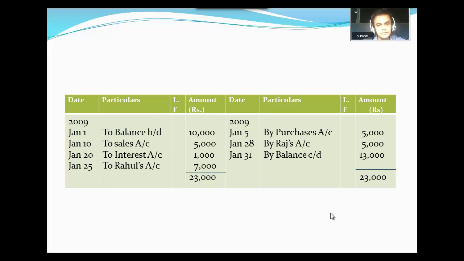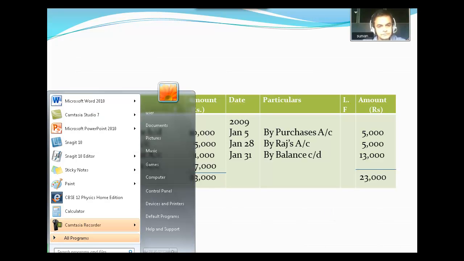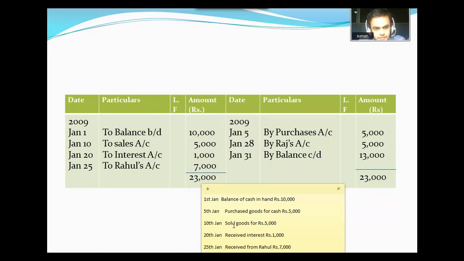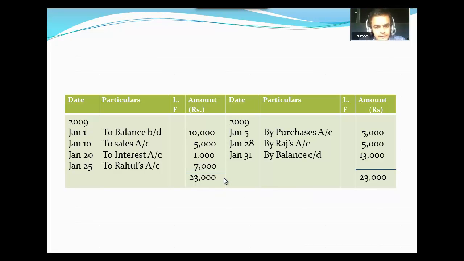Now this is our complete cash book, as per our question, for the transactions of the month of January. Now we have seen the total of debit side is 23,000, whereas the total of credit side is 10,000. So cash book is prepared to find out the closing balance at the end of the month. So how to find out the closing balance? From debit total we have to deduct our credit total.